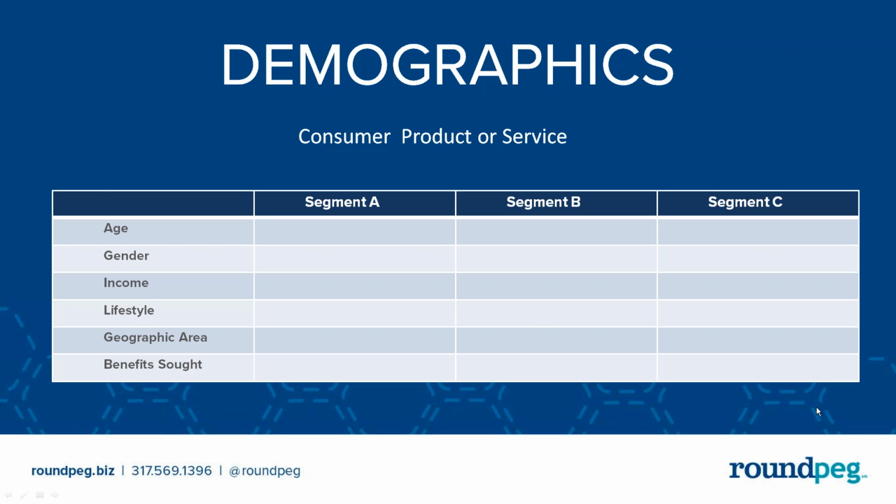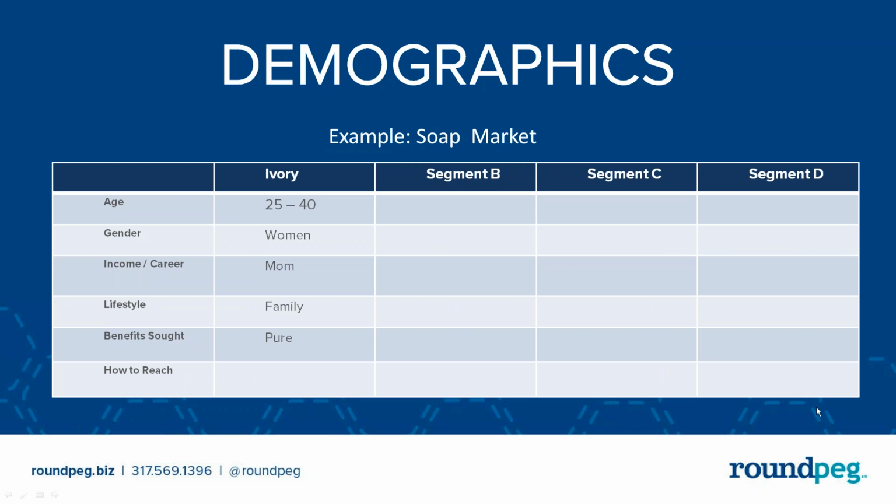But for example, Ivory Soap, their target clients are women aged 25 to 40. The characteristic that they share most often is that they're moms, because Ivory Soap is the kind of soap new moms use for their babies. Their lifestyle revolves around the family, and the reason that they buy Ivory is because it's the purest soap. There are not a lot of perfumes that would create allergic reactions in those newborn babies.